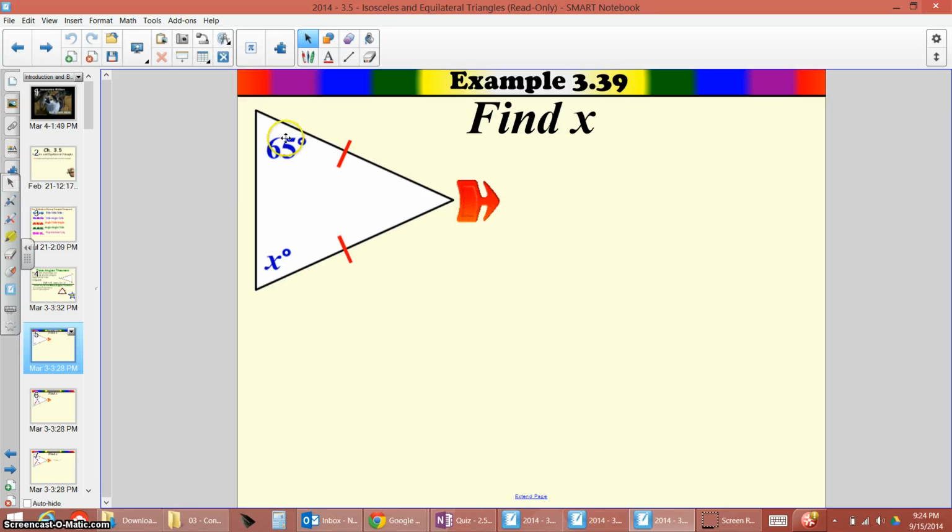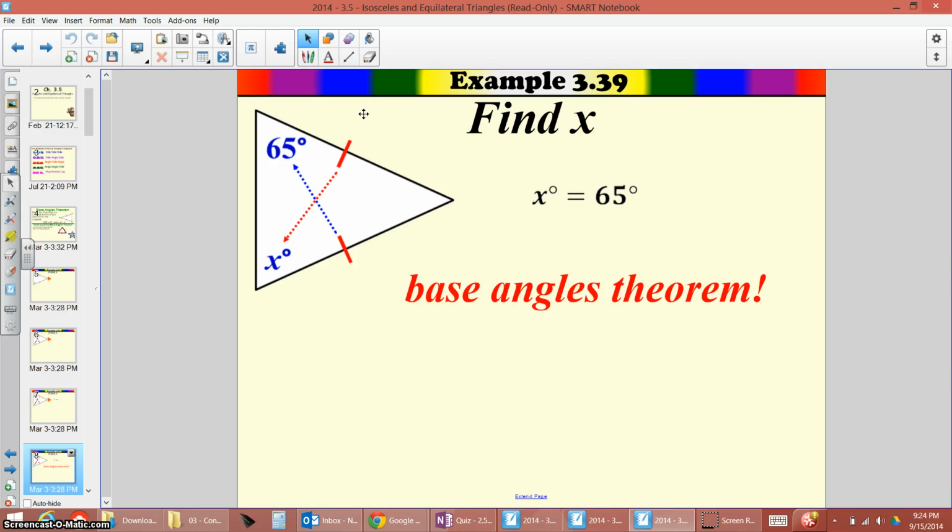So we have here 65 and x, but we know it's an isosceles triangle. I can see the two sides are congruent. So that means I know that the two base angles are congruent as well, which gives me the fact that x equals 65. Because the sides are the same, the angles have to also be the same. And the reason for it is base angle theorem.